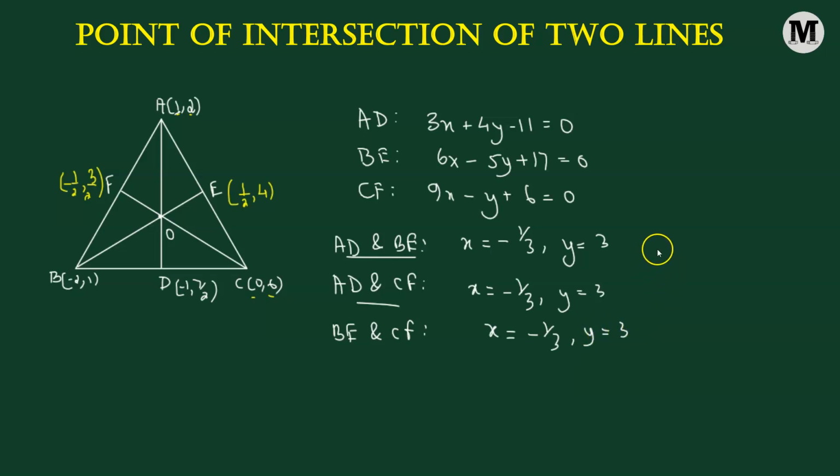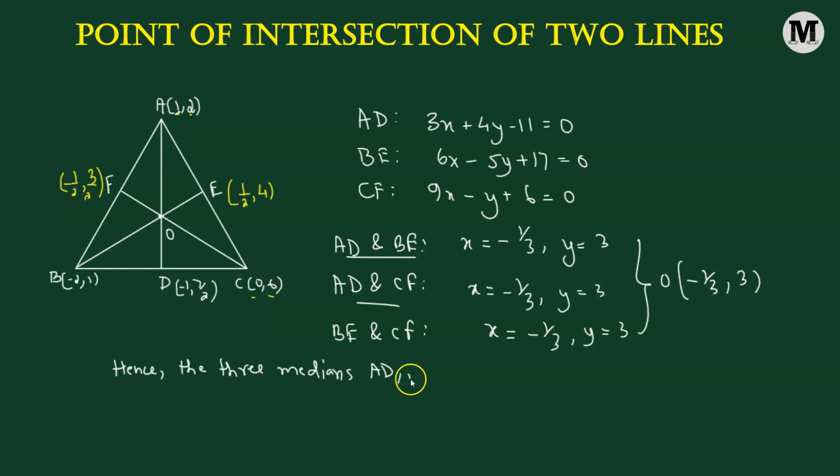Which means that all three medians intersect at a single point having the coordinates negative 1/3 comma 3. So that is going to be the coordinates of the point O. Hence, the three medians of the triangle, AD, BE, and CF, are concurrent. Hence proved.